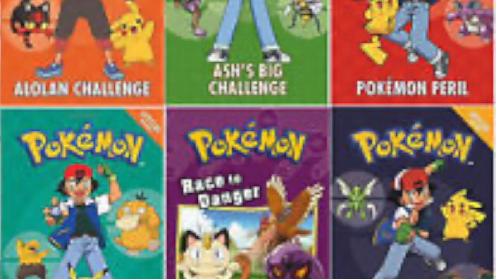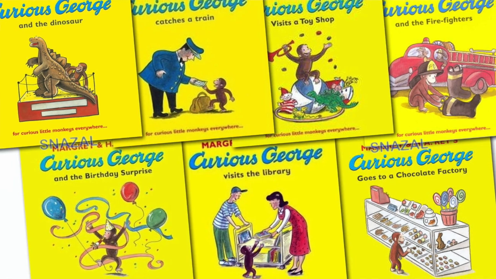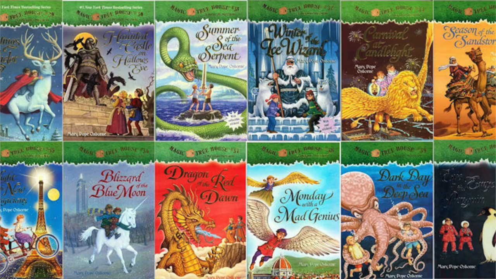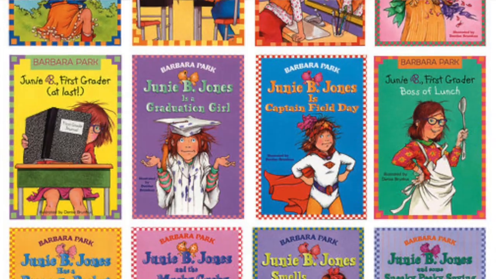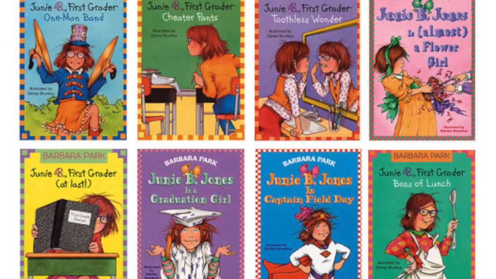A series story is when you use similar characters and similar settings, and the only things that are really going to change in that story would be your adventures. They may go on different adventures. Some examples of series stories and series books would be these. We have the Pokemon series, we have Curious George, we have Magic Tree House, we even have Junie Jones. All of these are wonderful examples of what a book series is.